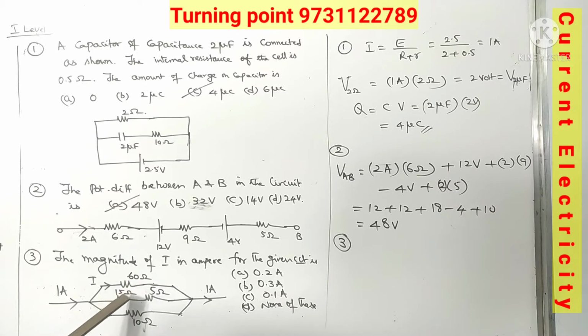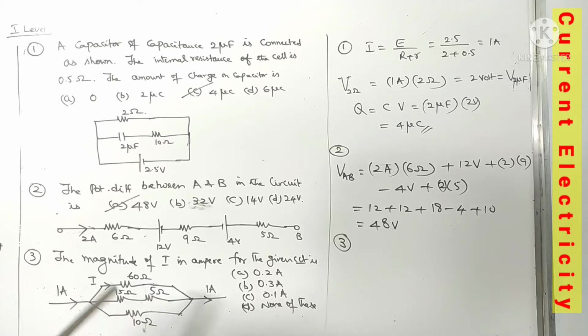Here we are given 60 ohm, here 15 ohm in series with 5. That gives us a net resistance of 20. Here we have 10 ohm. All three resistors are in parallel. So in parallel combination, voltage is the same.